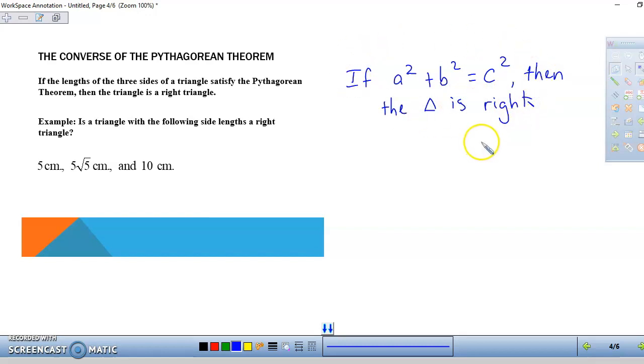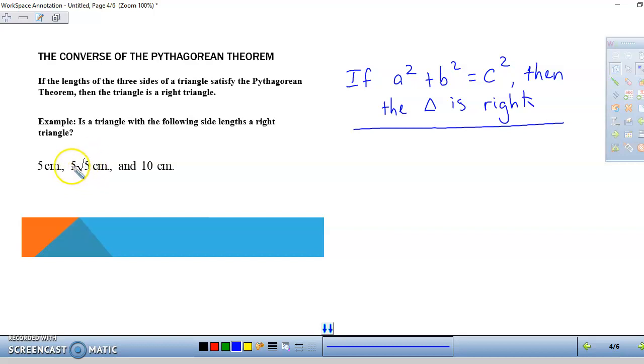So that is what the converse says. So you're proving that it's a right triangle. So example, is a triangle with the following side lengths a right triangle? So here is my hint or suggestion. In crazy radicals and stuff, it's sometimes not super obvious which one of these is the longest. So, because c has to be the longest.